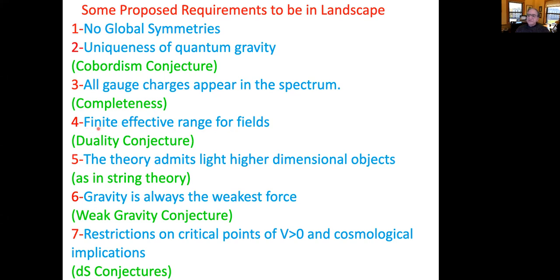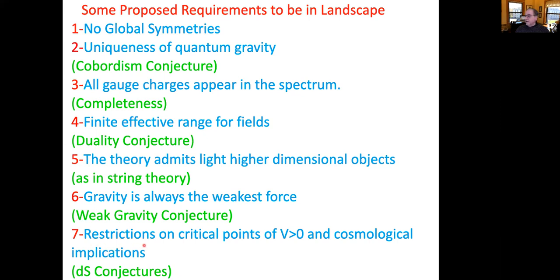The range of scalar fields is typically infinite in quantum field theory for a consistent effective field theory. But in string theory, you get a finite effective range for fields. This is related to the discovery of duality symmetries in string theory. So this is called either the distance conjecture or the duality conjecture. A consistent quantum theory of gravity always admits light higher dimensional objects, as in string theory. Gravity is always the weakest force. This is called the weak gravity conjecture. Among the various forces that arise in a given theory, the gravitational force is always the weakest one.